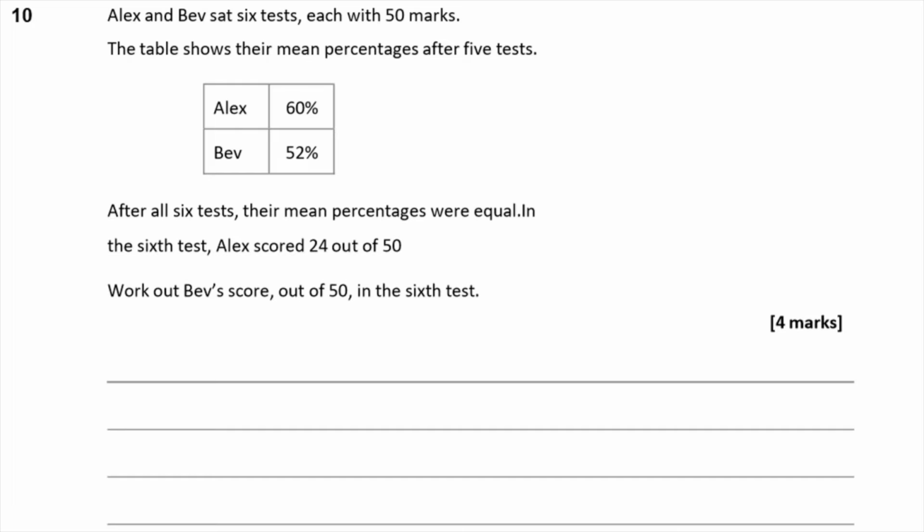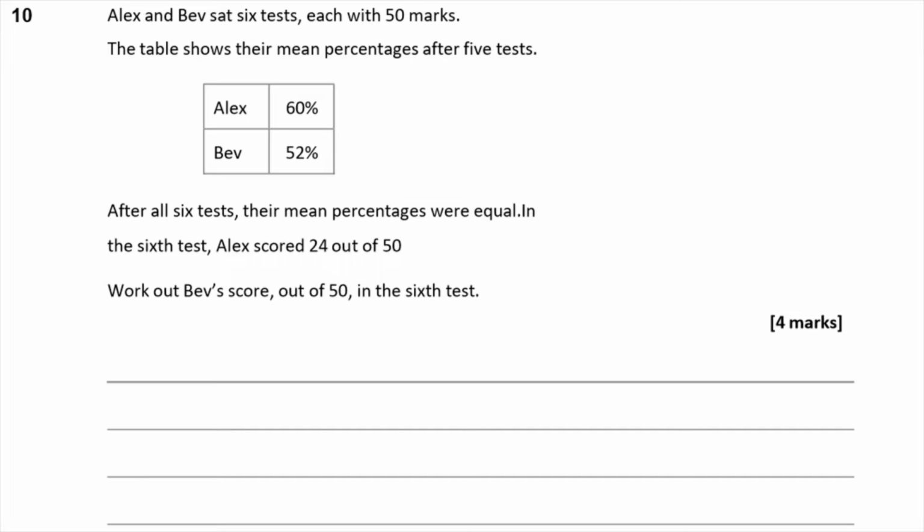Question 10. Alex and Bev sat 6 tests, each with 50 marks. The table shows their mean percentages after 5 tests. So Alex is on 60 and Bev is on 52%. After all 6 tests, their mean percentages are equal. In the 6th test, Alex scored 24 out of 50. Work out Bev's score out of 50 in the 6th test.